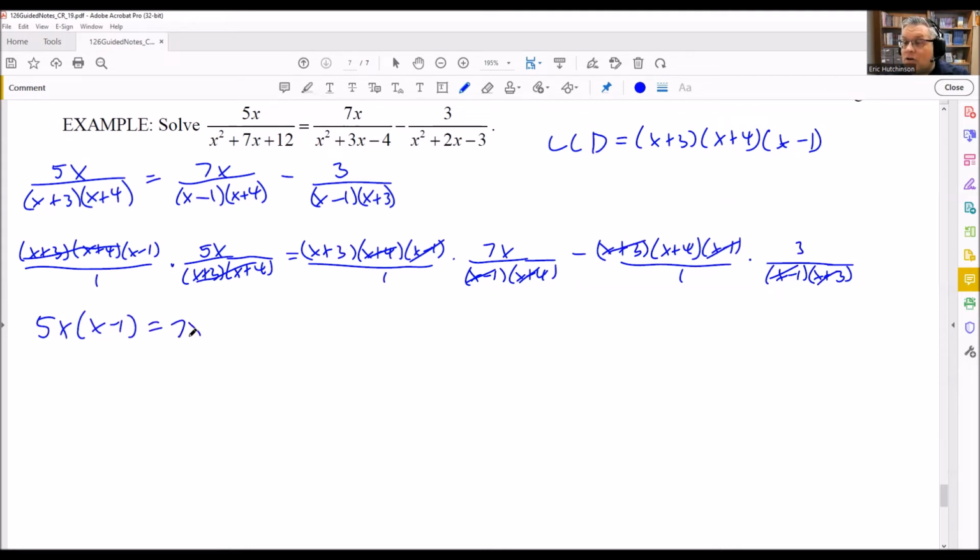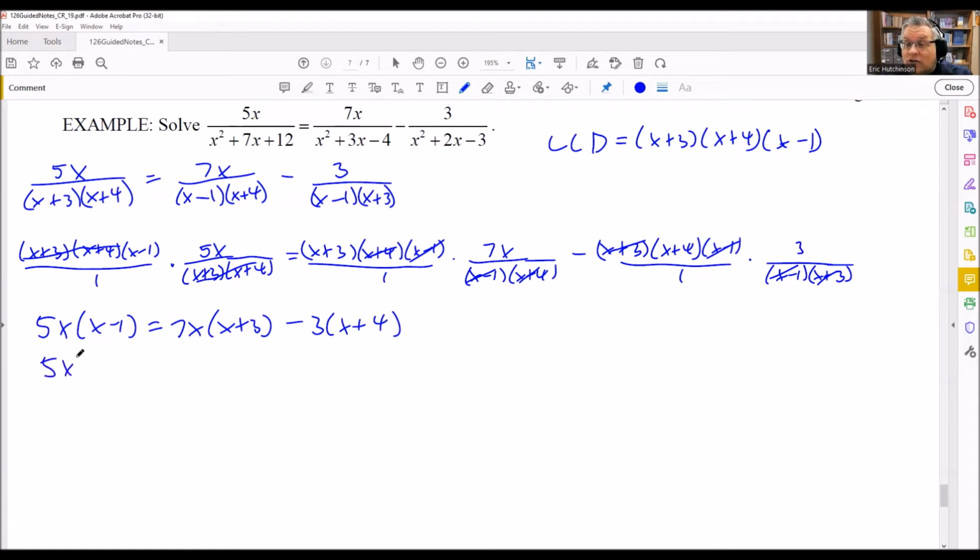Then I have 7x times x plus 3. Everything else cancels there. Then here I've got minus sign there, and I have 3 times the last factor, x plus 4 is what I have left over there. Okay, so now I have everything all written out without fractions. So again, if you do this correctly, all the fractions should cancel out there. Next, we're going to multiply all this out and then add the like terms.